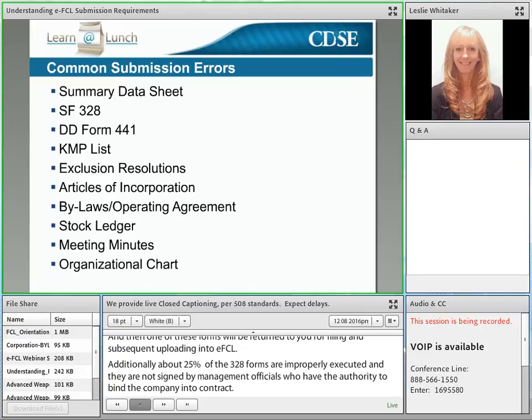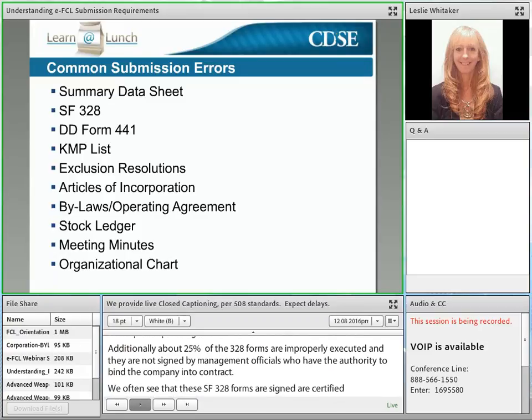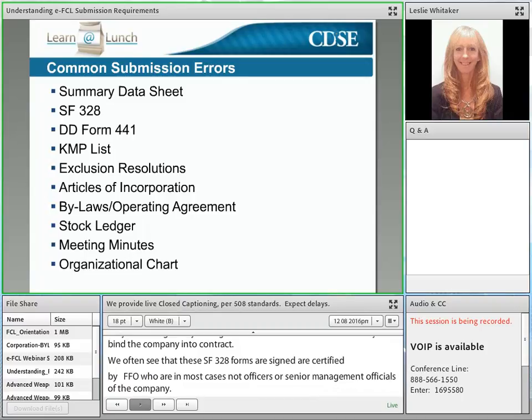Please take the time to review all of the common errors identified in the available job aids prior to submitting your eFCL packages. Understanding these common errors will help you avoid them when submitting your package to DSS.